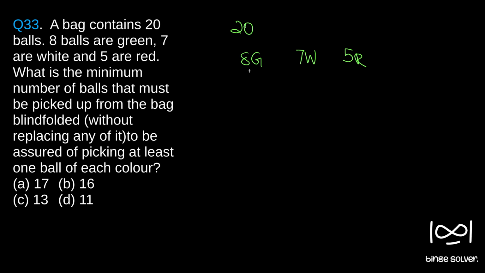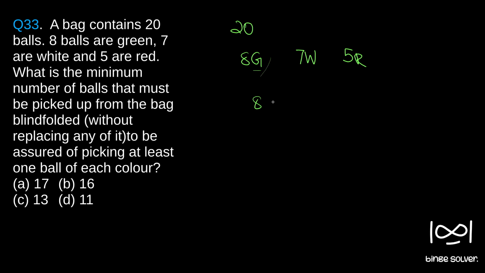So blindfolded, we start picking up, and first we picked one ball and we got a green color, and again we picked and we got a green color. Similarly, 8 balls we pick, and for our bad luck, we got 8 green balls. So that is a worst case scenario, and we got 8. So all the green balls are done.